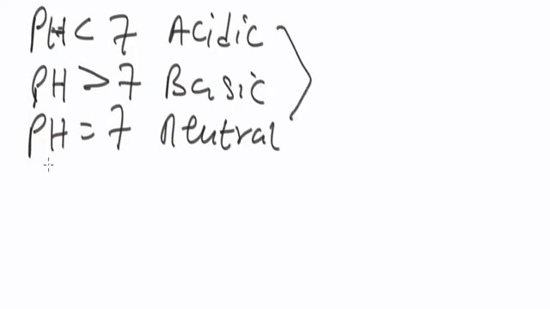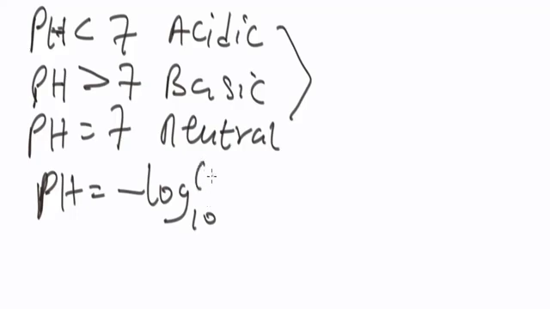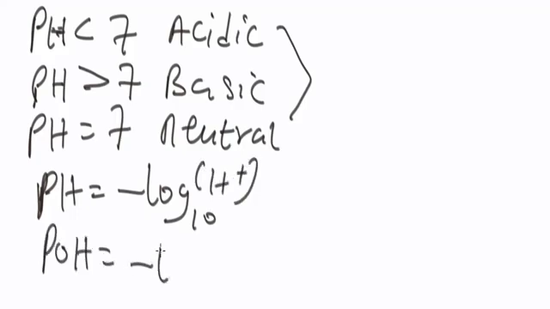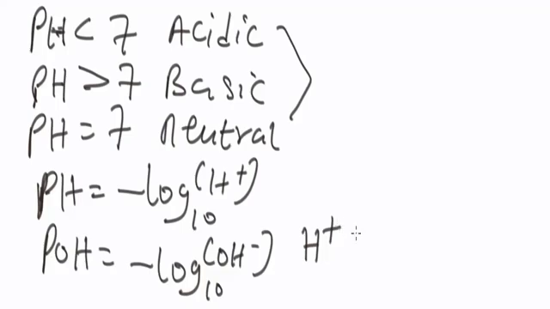Now, in acid and base chemistry, pH is defined as the negative log to the base 10 of its hydrogen ion concentration, whereas pOH is defined as the negative log to the base 10 of its hydroxyl ion concentration. Alright, so note again that hydrogen ion is the same thing as H plus. Alright, so these two terms mean the same thing.